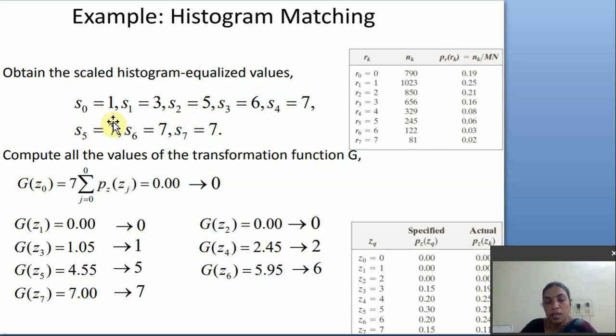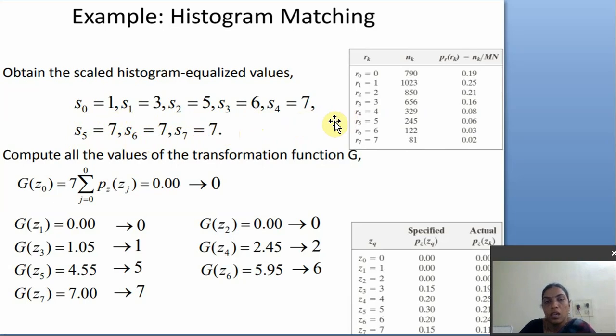So here we have s0, s1, s2, s3, s4, s5, s6, s7, based on the equation sk equals L minus 1 times the summation of Pr of rj, where j is 0 to k, and k is 0 to L minus 1. After calculating the sk values, we obtained s0 is 1, s1 is 3, s2 is 5, s3 is 6, s4 is 7, s5 is 7, s6 is 7, s7 is 7.